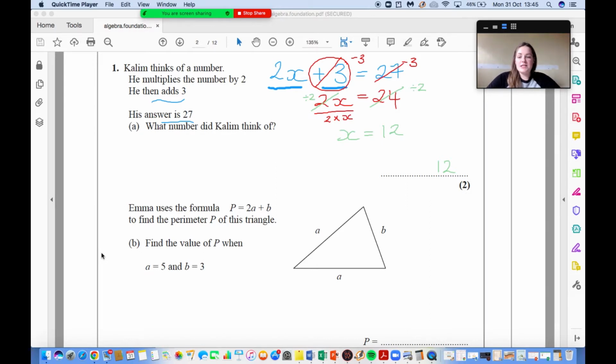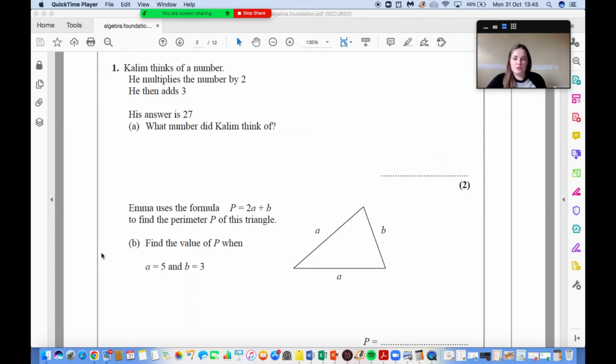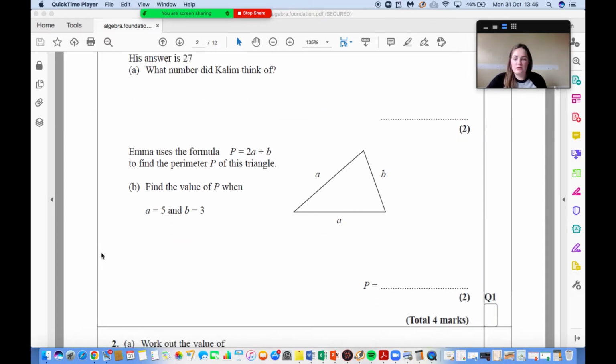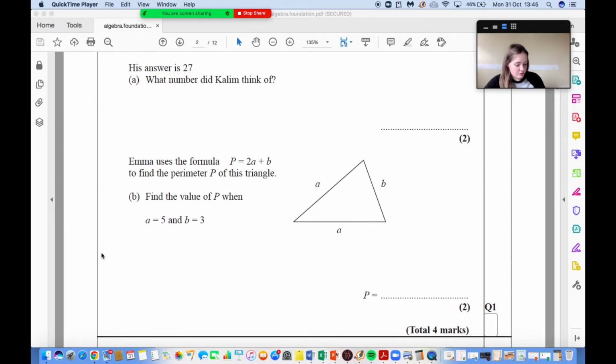Okay, so this one says that Emma uses the formula P equals 2A plus B to find the perimeter of this triangle. Find the value of P when A equals 5 and B equals 3. Okay, so what I'm going to do is move this down a bit so we can see the whole question, and it gives me a bit more space. So when we have a question like this, what we want to do is put the numbers into this equation here. So we've got P equals 2A plus B.